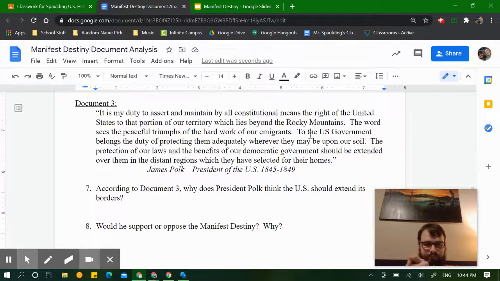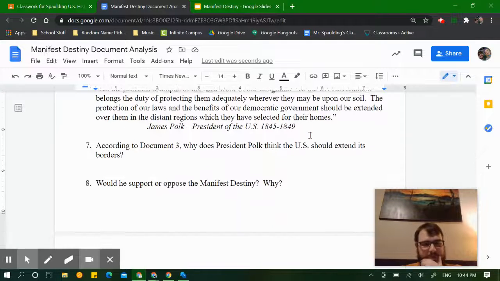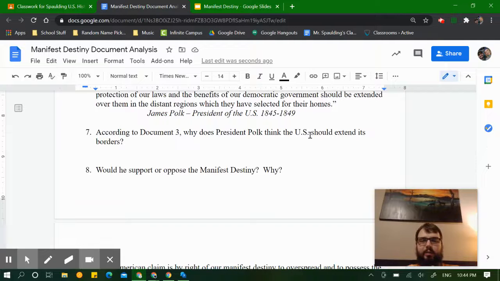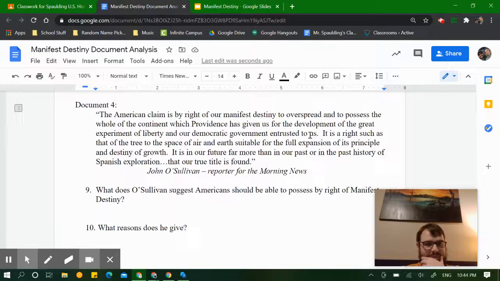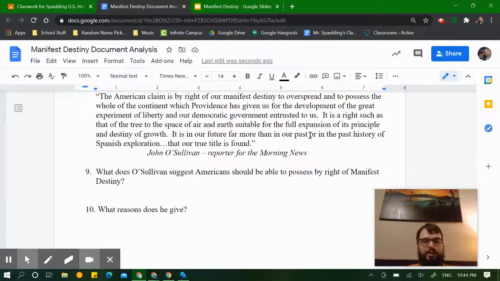Okay. All right, document 3. It is my duty to assert and maintain, and so forth. Okay. It's from James Polk, who was the president from 45 to 49. Your questions, according to document 3, why does President Polk think the U.S. should extend its borders? Why should it? Number 8, would he support or oppose manifest destiny? And why? Then you guys have document 4, which is the last one.